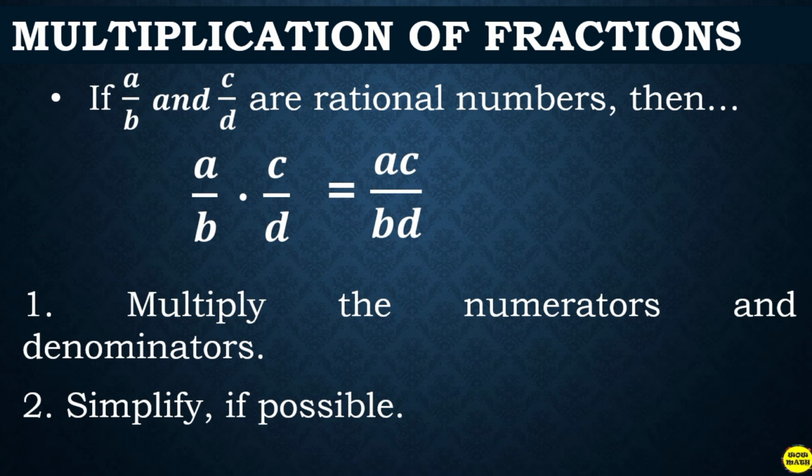Ibig sabihin, minultiply natin yung numerators niya. So, A times C, that's why we have AC. And then B times D, that's why we have BD. Okay? So, first step, multiply the numerators and denominators. And then, simplify if possible. When we say simplify, get the lowest term or express your answers in lowest term. Okay? And remember that your B and D should not be equal to 0. Bakit? Kasi kapag nag-0 yan, that would make your fraction or rational number undefined.